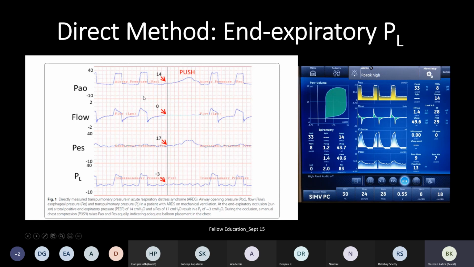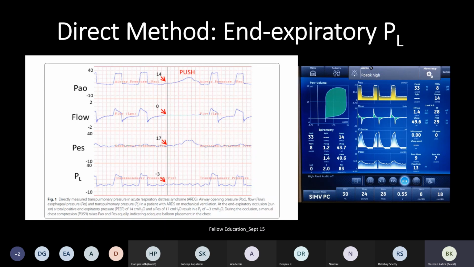In this example, for instance, the PEEP here is 14. There is no flow, so this is the auto PEEP. The esophageal pressure at that point is 17. 14 minus 17 is -3. And you can see the transpulmonary pressure goes below 0. So it is a negative transpulmonary pressure. What does this mean? How do you imagine this?